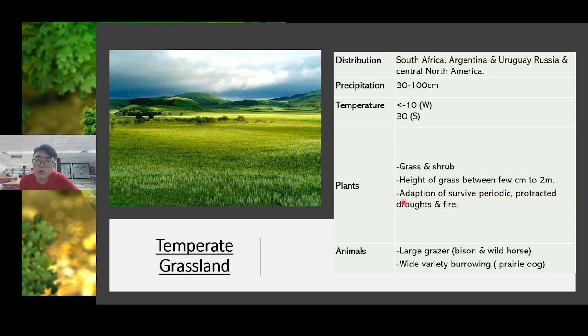They also have to adapt to drought and fire because even though the precipitation is very high, they are trapped by all of the sunlight, so the surface temperature may also increase. So the plants have to adapt to drought and fire. And then the animals are normally large grazers like bison and wild horse, and a wide variety of burrowing animals like prairie dog.